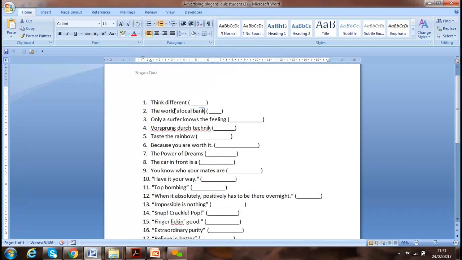World's local bank. Do you have HSBC in your country? No, we don't. Okay, so that is called the world's local bank, the Hong Kong Shanghai Banking Corporation, which is called HSBC. It is the world's third or fourth biggest bank. That is their slogan, world's local bank. Everywhere they say we are local.